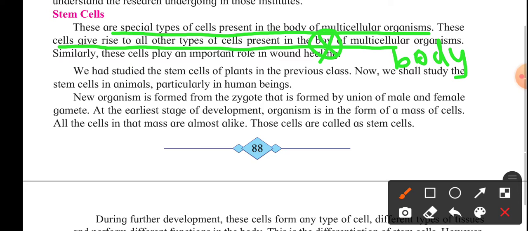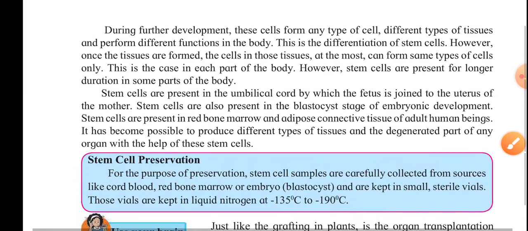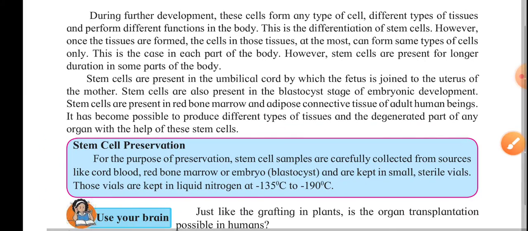Further, a new organism is formed from a zygote, that is formed by union of a male and female gamete. At the earlier stage of development, the organism is in the form of a mass of cells. All the cells in that mass are almost alike. Those cells are called stem cells. During further development, these cells form any type of cell.